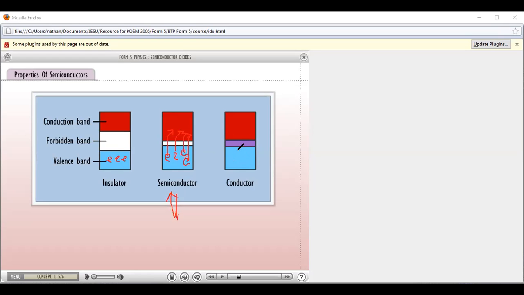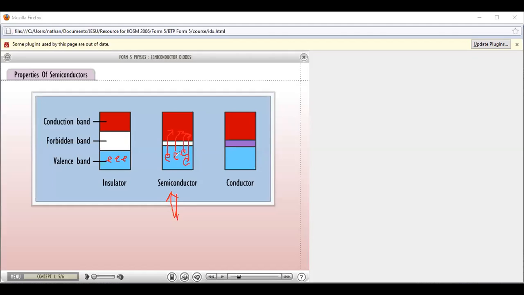But for a conductor, no need, because they overlap. You can see the conduction band and the valence band overlap here. So the electron can enter the conduction band easily without any external energy. For an insulator it is difficult, because the forbidden band gap is very high, so it's very difficult for the electron to jump from the valence band to the conduction band. But for a semiconductor it is easy, because the gap is very small.